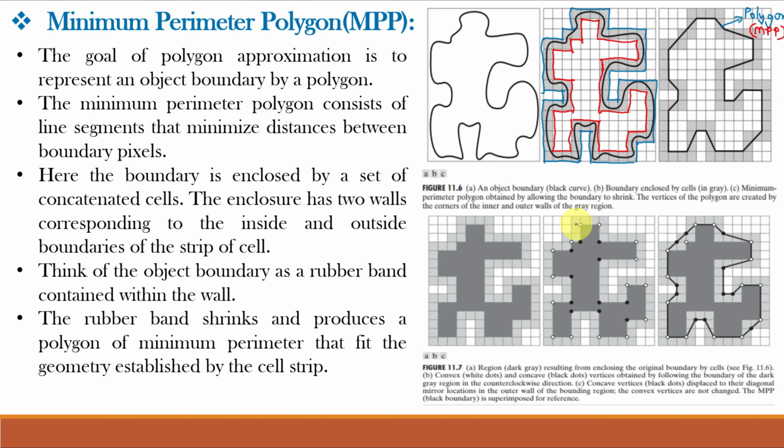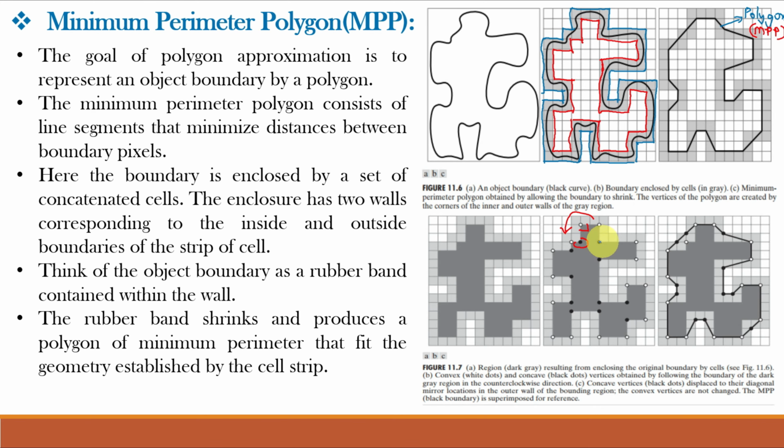Now this reduced area inside the inside boundary is shown with dark gray shade in this figure. Now we will traverse this dark gray region boundary in the counterclockwise or anti-clockwise direction like this, and we will obtain the convex vertices or convex corners, which are shown with white circles, and the concave vertices or concave corners, which are shown with black circles. So a convex vertex is one where the angle is less than 180 degrees, you can see here, while a concave vertex is one where the angle is more than 180 degrees, like this.